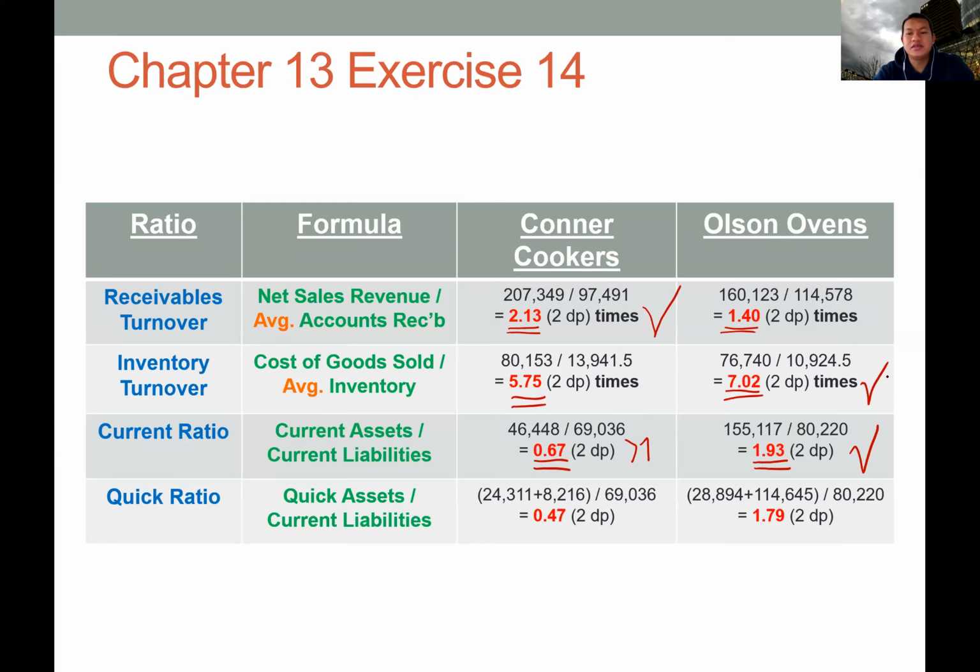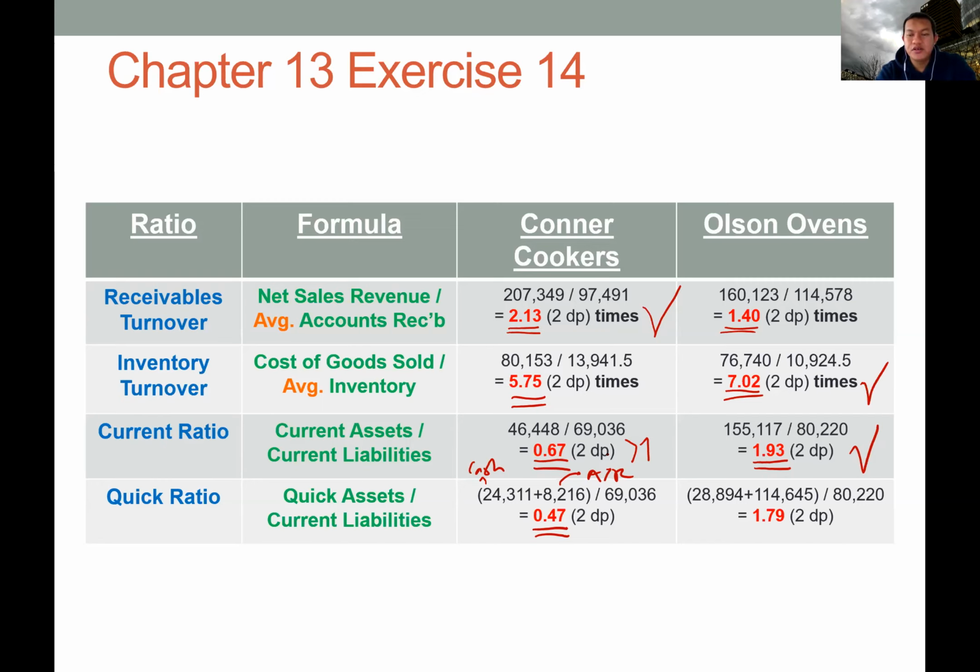So we compare the cash and cash equivalent with the current liabilities. I think this is the cash, and then this one is the account receivable. So the cash plus account receivable divided by current liabilities. For Kanner, I got 47%, which is another alarming ratio because they are only able to pay 47% of current liabilities using their cash. It means they don't have sufficient cash to satisfy their current liabilities.